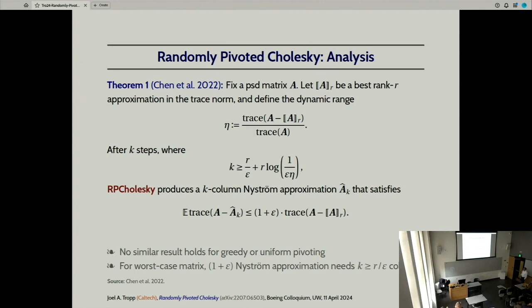Okay. Now, no similar result can possibly hold for greedy pivoting or uniform pivoting because there are examples that flame out. Again, greedy gets distracted by shiny objects. Uniform can't take advantage of what it's learned. And it's also worth noting that there are matrices for which a Nystrom approximation that satisfies this bound requires at least R over epsilon columns, so you can't really do much better than this. It's just a question about how parasitic this log factor is. Okay. And again, this reflects sort of a geometric improvement at each step.